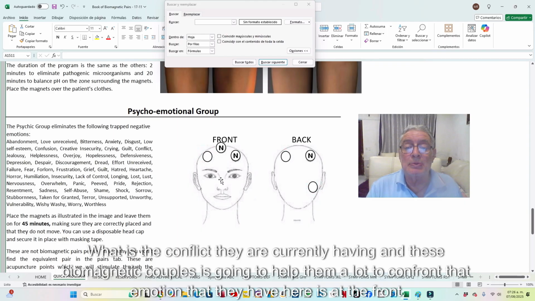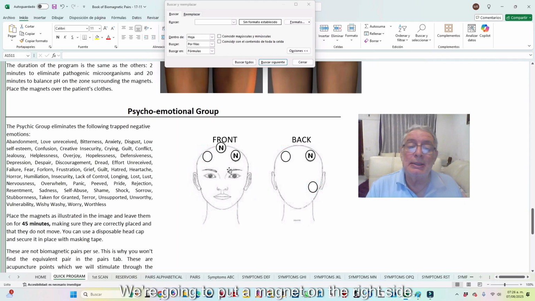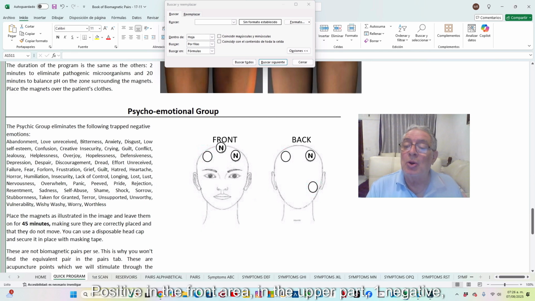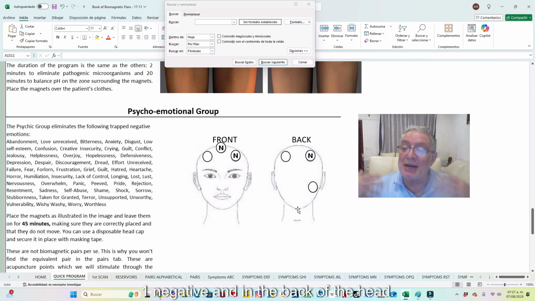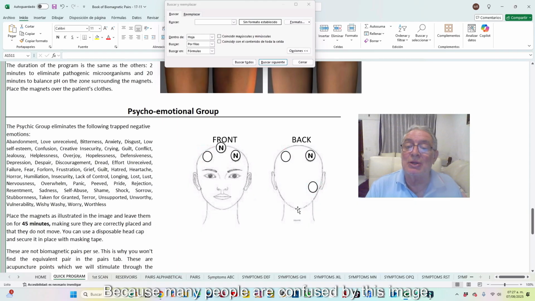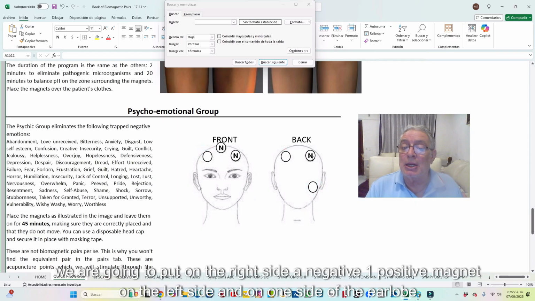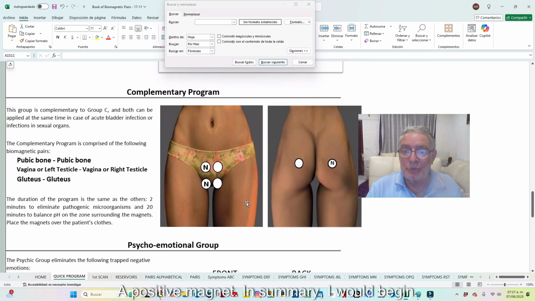Here is the front. We're going to put a magnet on the right side, positive in the front area, in the upper part, one negative, same as in the left part, one negative, and in the back of the head. Because many people are confused by this image, we are going to put on the right side a negative, one positive magnet on the left side, and on one side of the earlobe, a positive magnet.